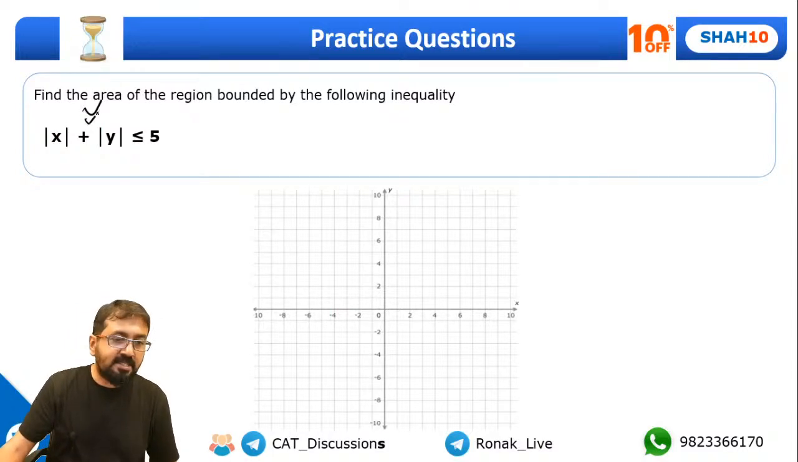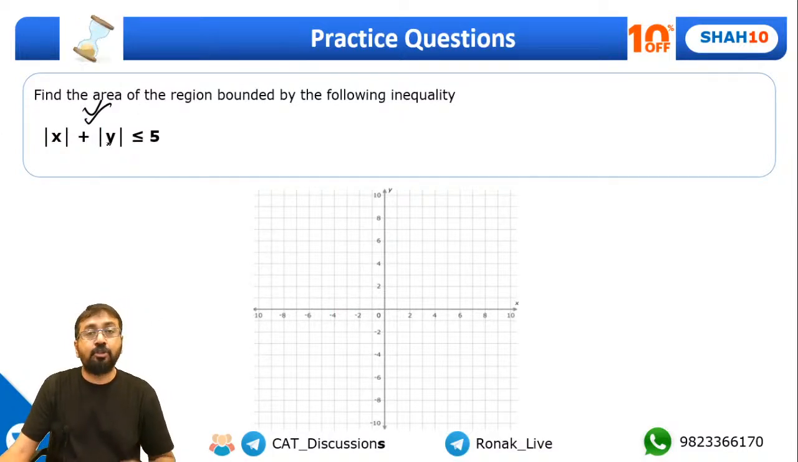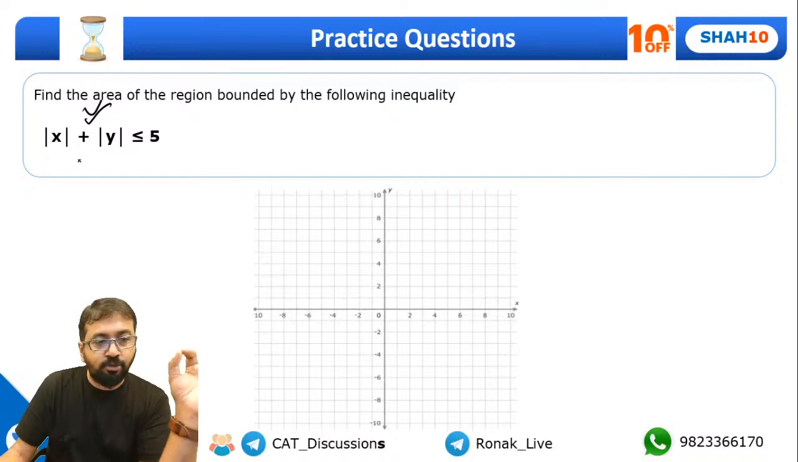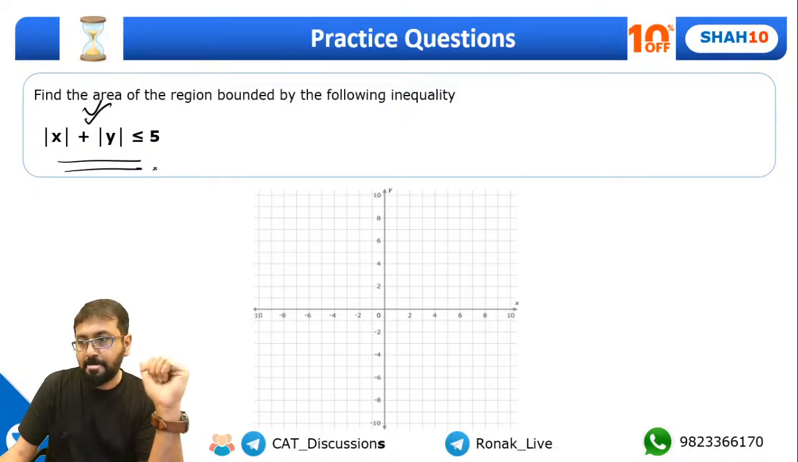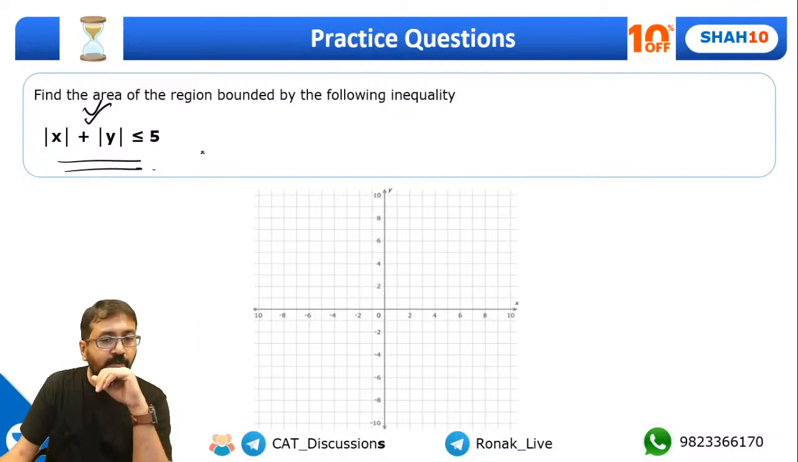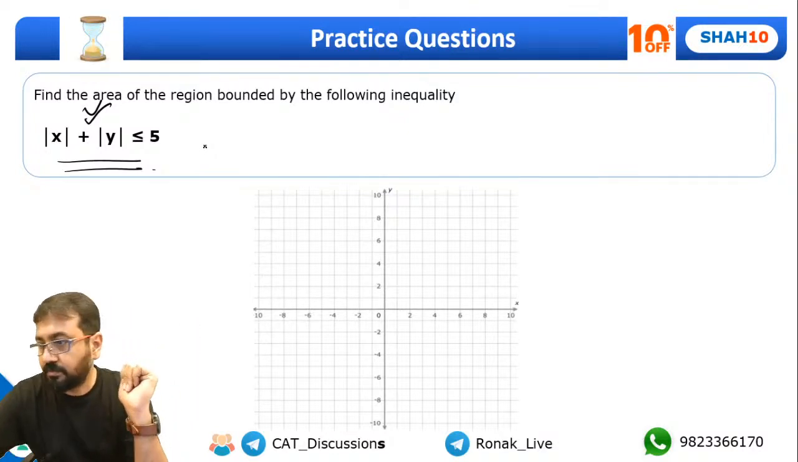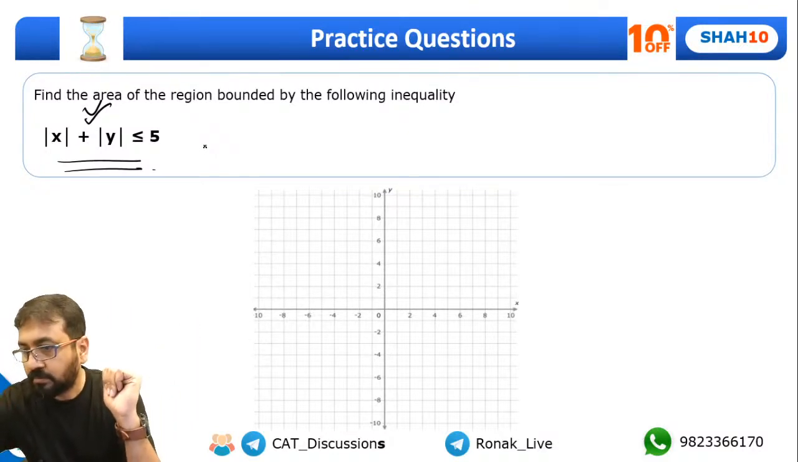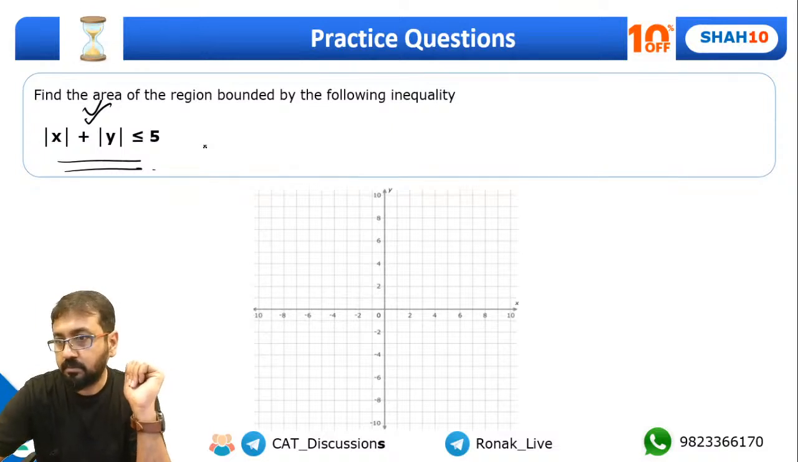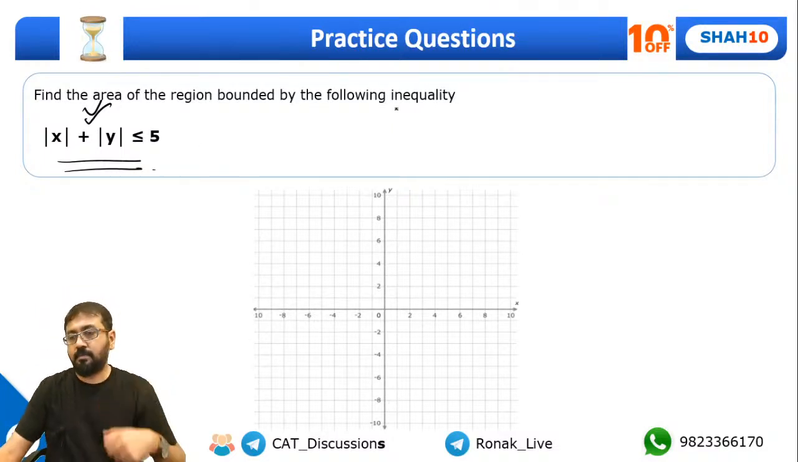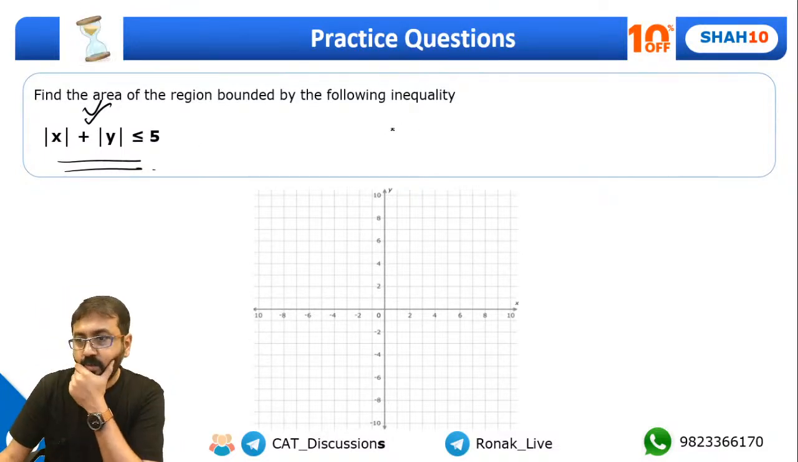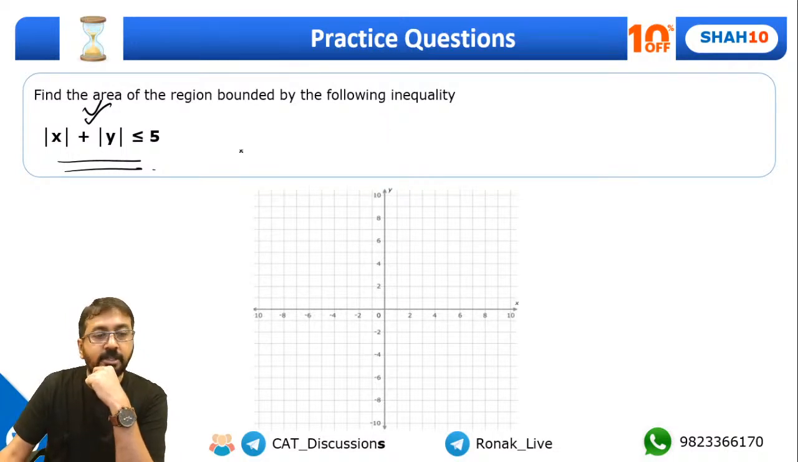Now can you please tell me the area of this one. पहले तो इसका ग्राफ कैसा आएगा? Please try to draw the graph of this one, and please let me know. How will be the graph of this one, guys?